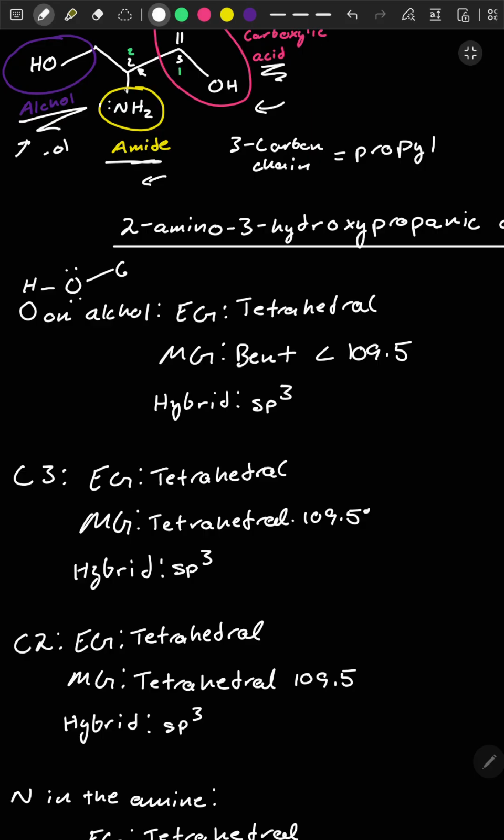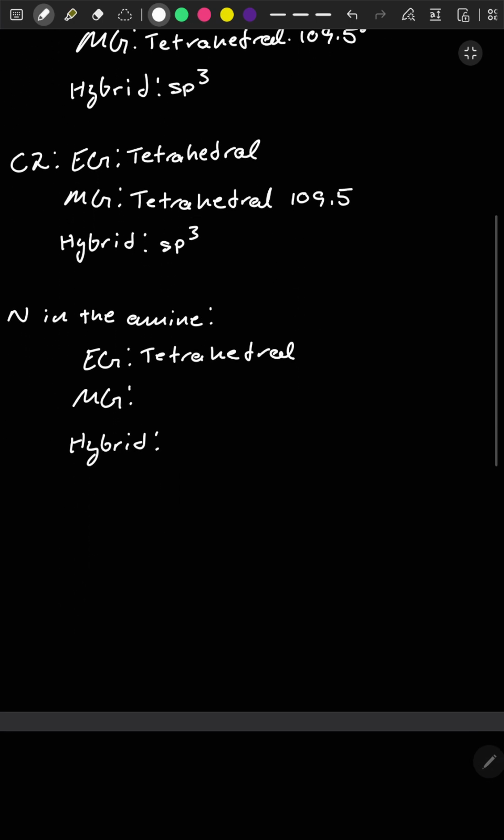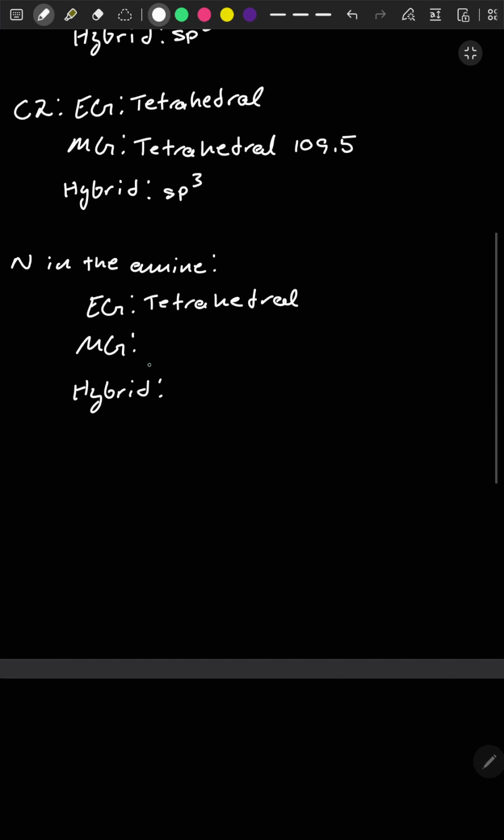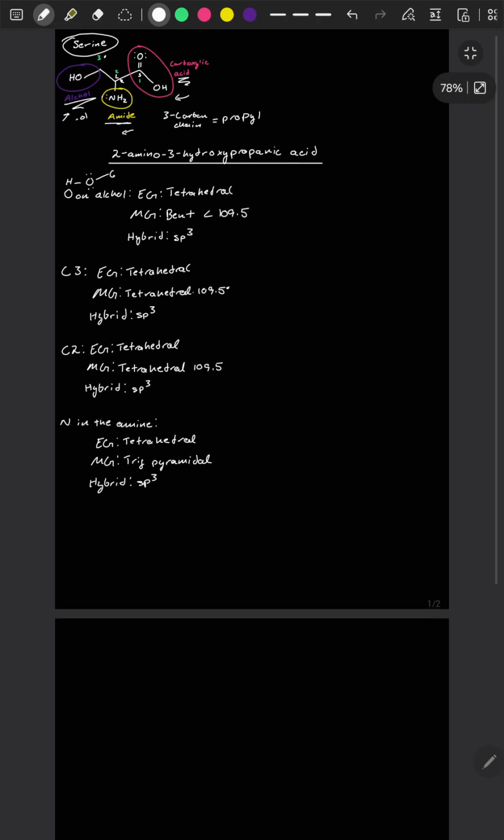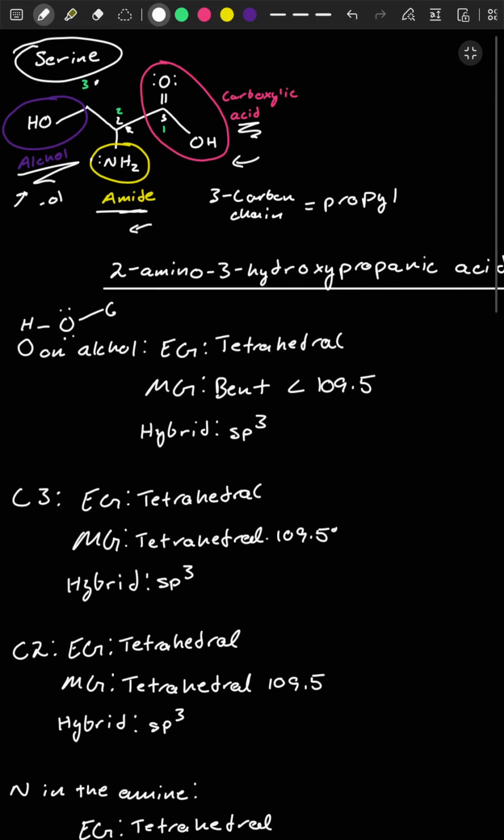So it has 1, 2, this is 1, and then 2 hydrogens. But it is only going to be trig pyramidal in molecular geometry because we are no longer counting the lone pairs. And then we are still going to have another sp3 hybridized. So then let's go over here and let's look at C1 now.